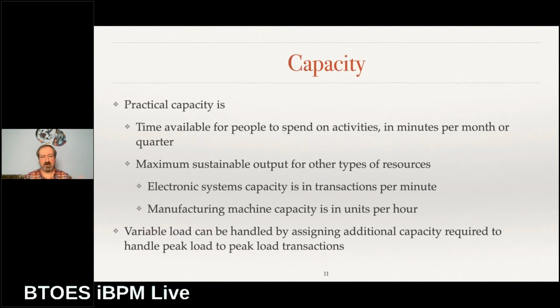So if you have an automated process, it might be the transactions per minute in terms of the electronic processing capacity. Or if you have a manufacturing capability, it's whatever the bottleneck is, the slowest unit in the manufacturing line, whatever that is, and that is your capacity. Variable load can be handled by assigning additional capacity to handle off-peak loads or peak load transactions occasionally, and we do that kind of thing all the time in systems design. Holiday retailers do that all the time when they hire people for the holidays.